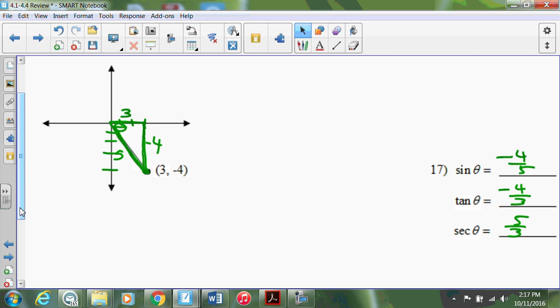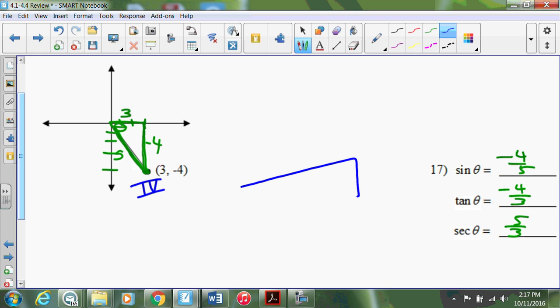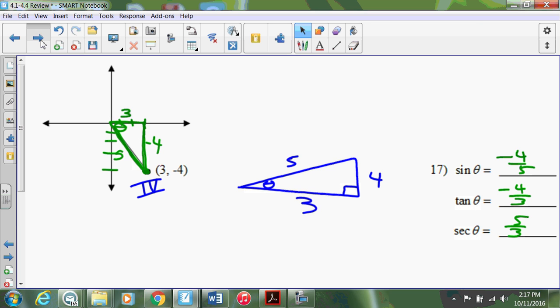The other way that I do it is I recognize, yep, my point's in the fourth quadrant, and then I redraw my triangle. I'm not sure if that's helping too many of you, but if it is, you redraw it in a way that you can see that, oh, this is definitely not drawn to scale, sorry about that, your opposite side is 4, your adjacent side is 3, and your hypotenuse is 5. And you would go and do SOHCAHTOA with that.